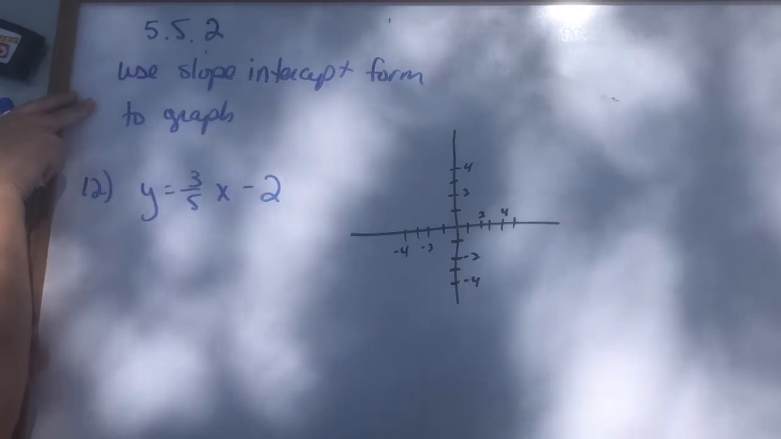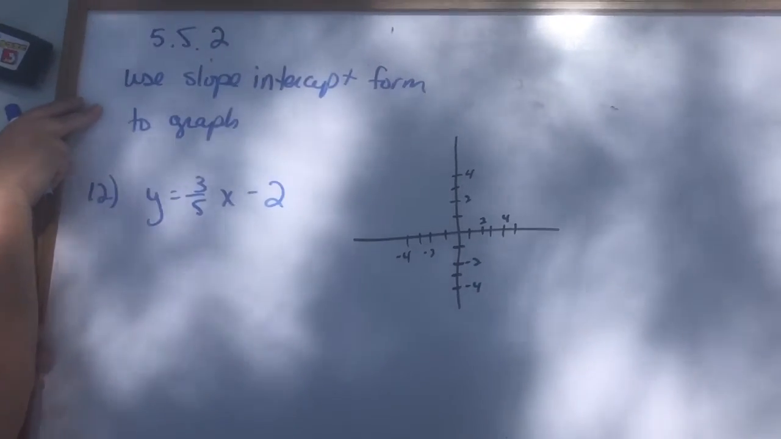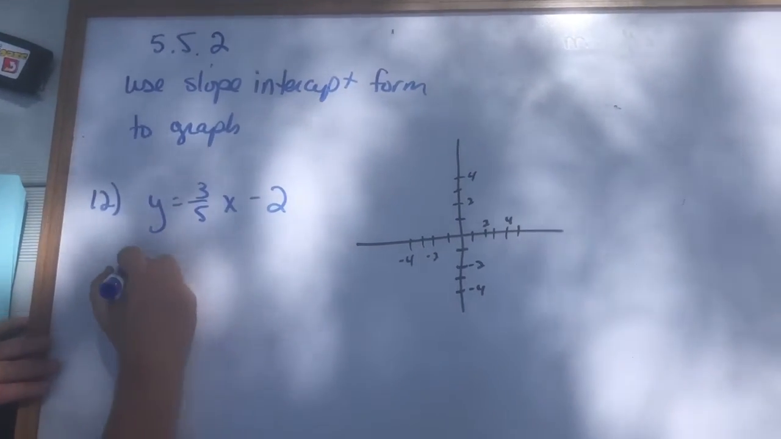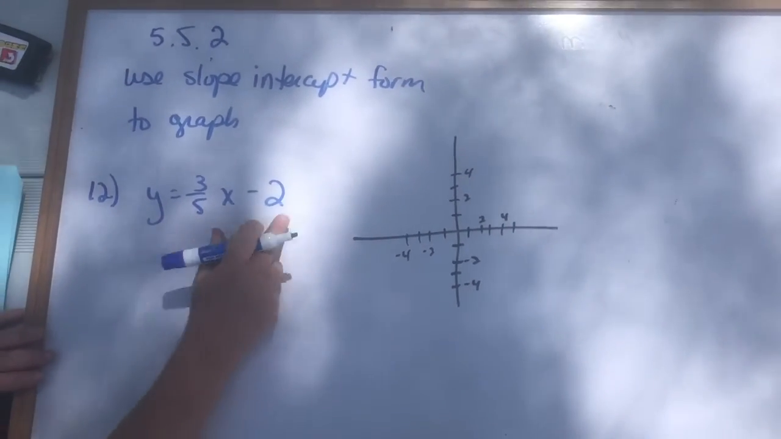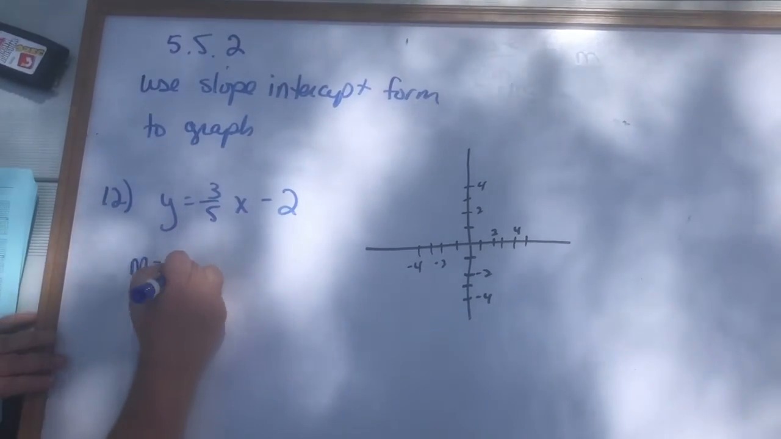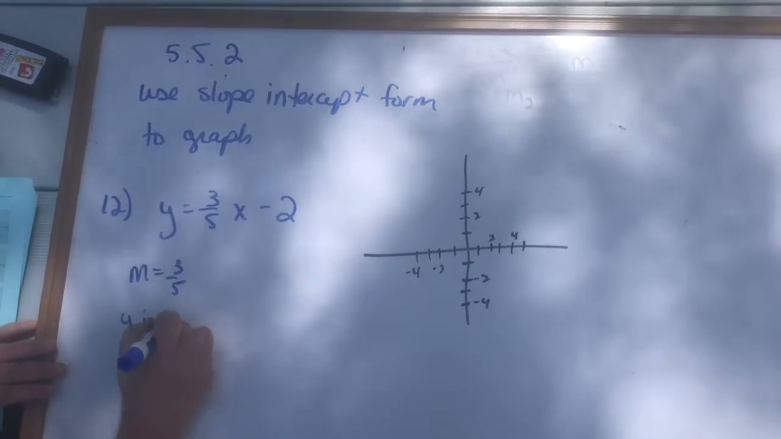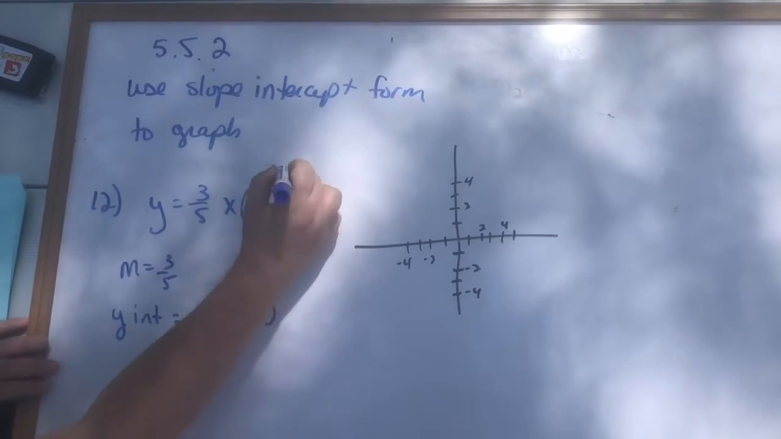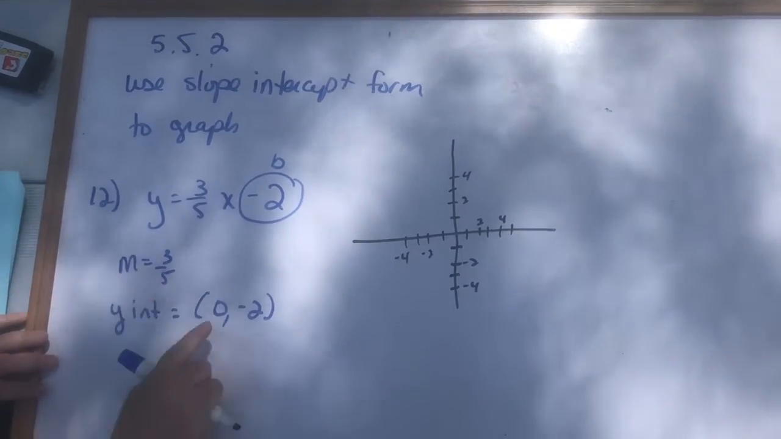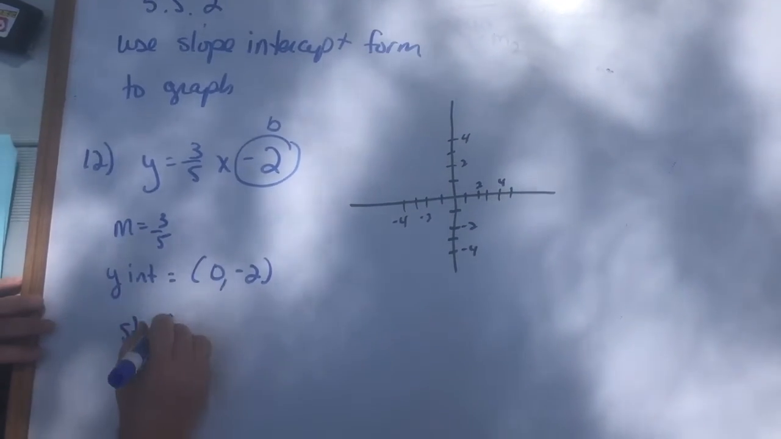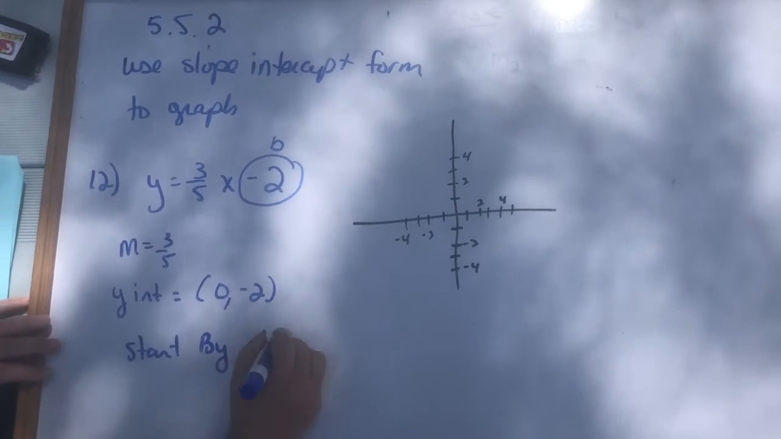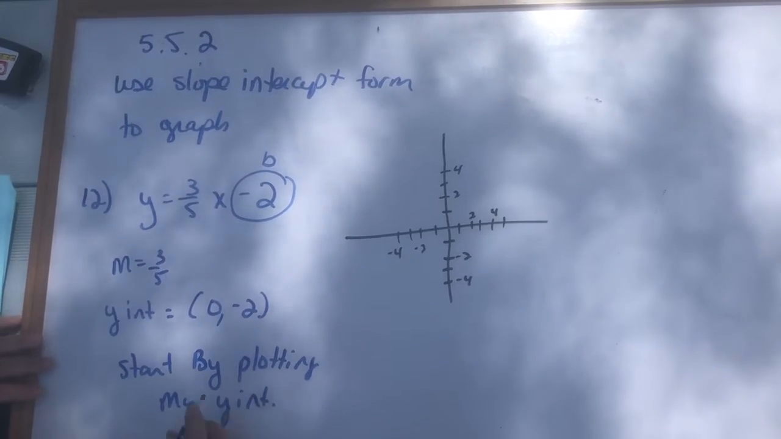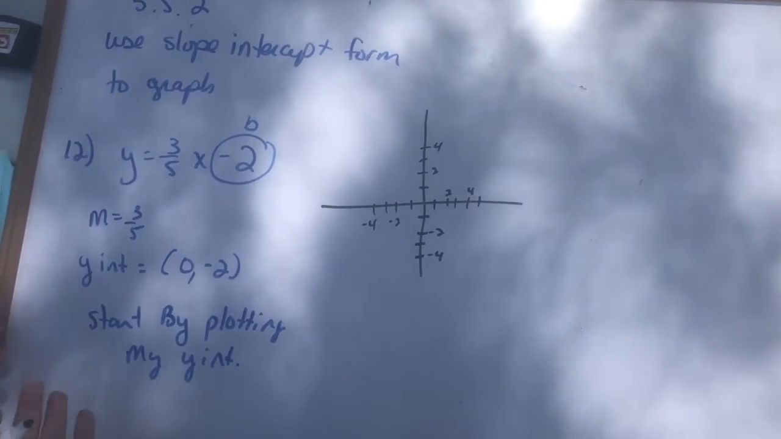We've learned that we can use the intercepts to graph, and we can just graph 3 points, or plot 3 points. So here I'm going to identify, it's already in y equals mx plus b form, so my slope is 3/5 and my y-intercept is 0, -2, because this is my b. Okay, so now I'm always going to start by plotting my y-intercept. Then I'm going to use my slope to graph the rest of the line.